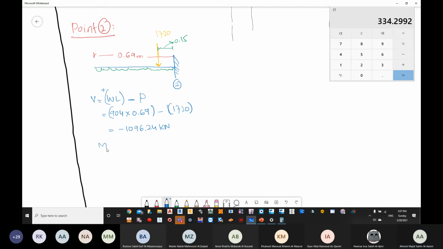No problem. Let us go for the moment. The moment for a UDL is WL square over 2. For a point load, once again, it goes minus because it's opposite to the first direction. The moment for a point load is calculated as force into distance, so P into L. So for WL square over 2, we have 904 multiplied by 0.69 square, which is the distance of the UDL or the pressure, divided by 2, minus 1720 multiplied by 0.15. Can you give me this value?